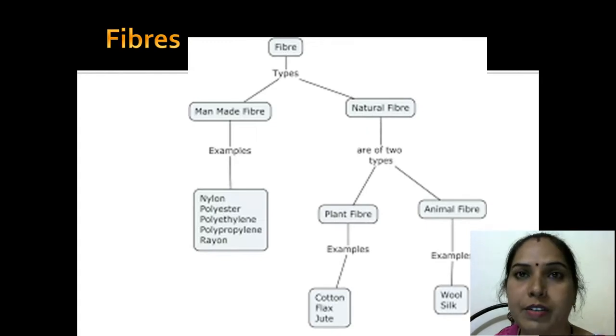Now fibers. Types of fibers, that is man-made fibers and natural fibers. Man-made fiber, for example nylon, polyester, polyethylene, polypropylene and rayon. Now natural fibers. There are two types of natural fibers, that is plant fiber and animal fiber. So what are natural fibers? Natural fibers are the fibers obtained from plants and animals, made up of natural polymers called cellulose. Examples from plants are cotton, flax, jute, and the fibers obtained from animals are like silk and wool.